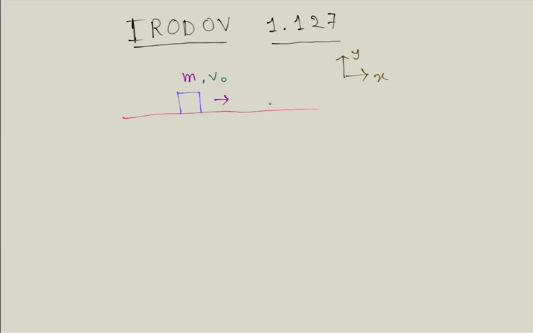So there is no horizontal force working on the body except the friction force, which will act against the motion, so the body will start to decelerate. Let's try to calculate the friction force. This is normal force times coefficient of friction. As the friction force is working in the negative x direction, let's put a minus sign here. It's just a matter of convention.